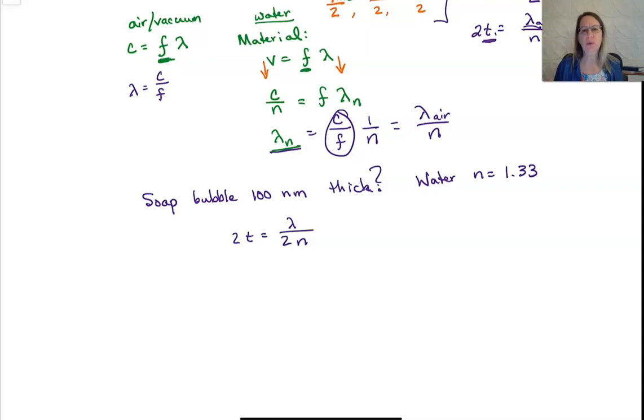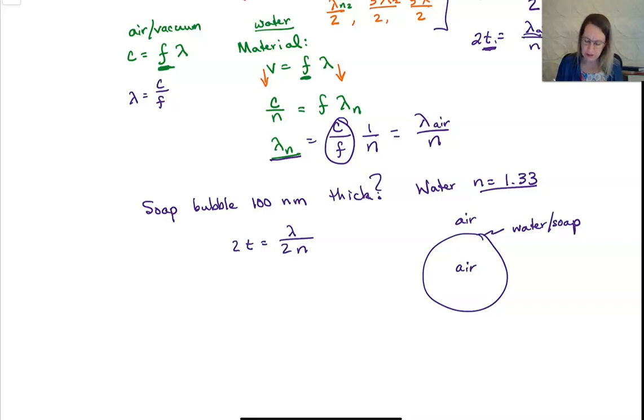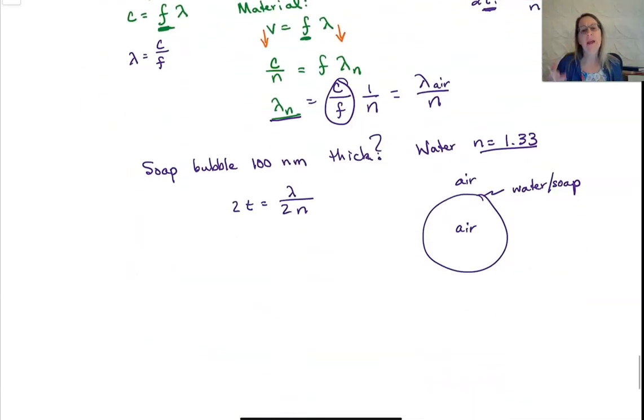and we assume the index of refraction of the soap bubble is basically the index of refraction of the water. So we would have air, we would have our bubble, we have air inside, and then we have this thin layer of water soap, and we just approximate that with the index of refraction basically of the water. And so if we use this equation for looking for interference, we can ask what wavelength in air is going to have constructive interference.